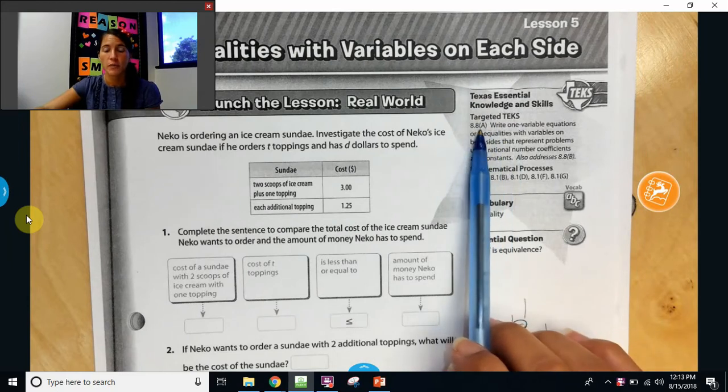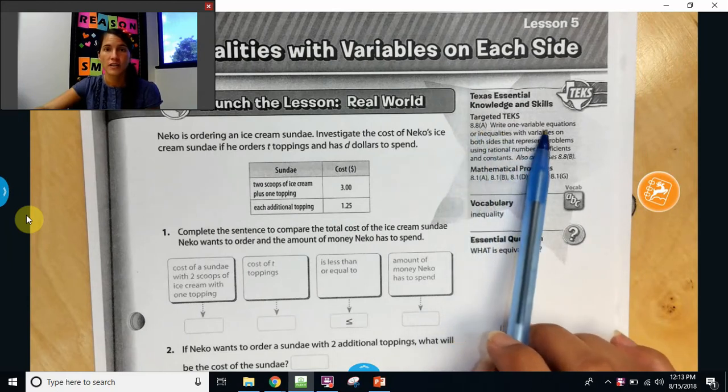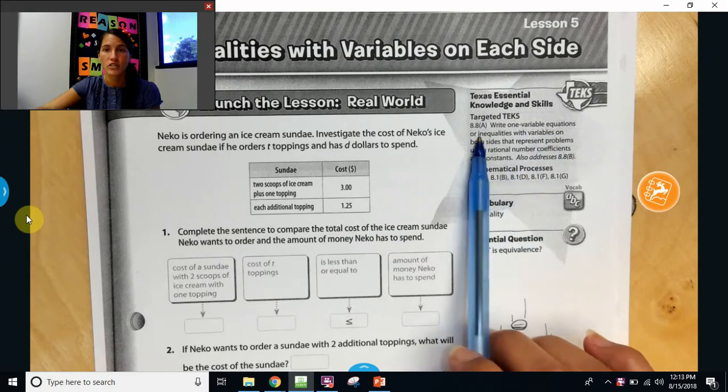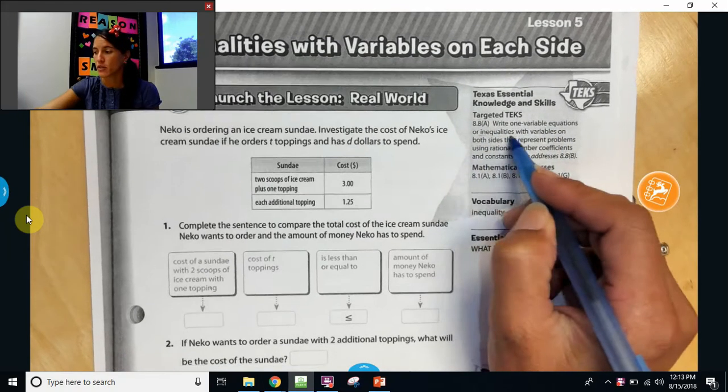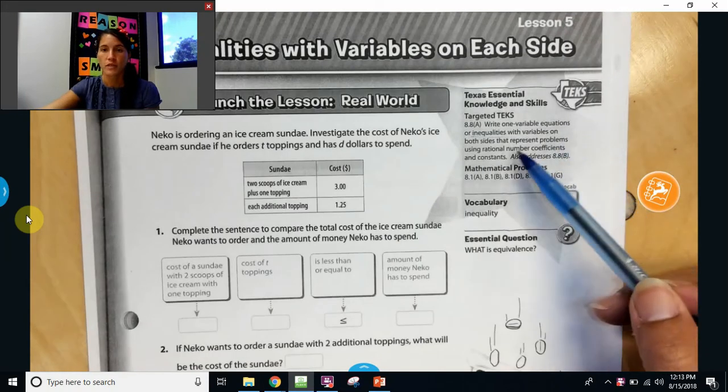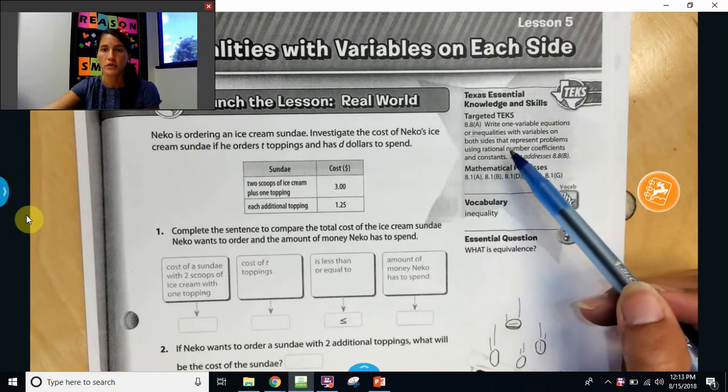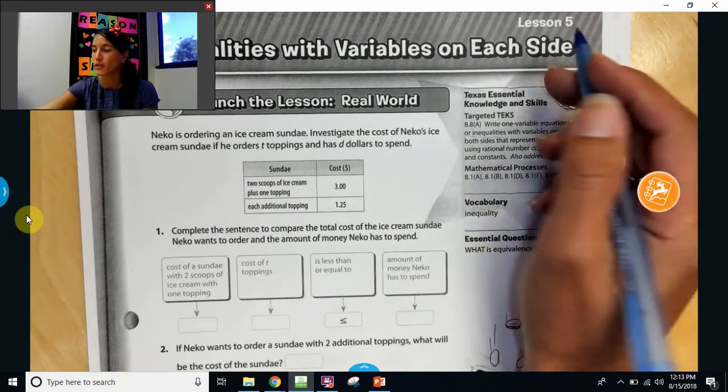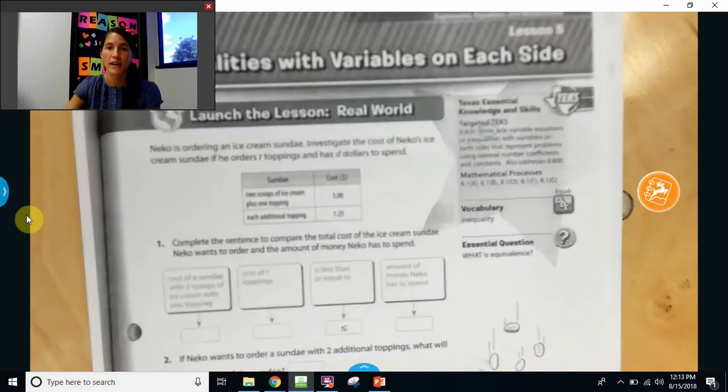And this one, 8.8a, write one variable equations or inequalities. And so today we're focusing on inequalities with variables on both sides that represent problems using rational number coefficients and constants. So basically the focus is on writing equations.